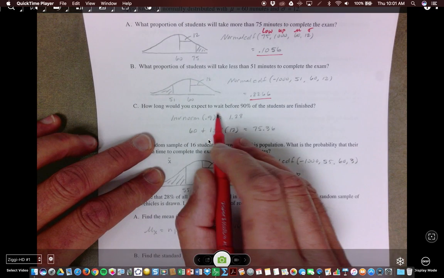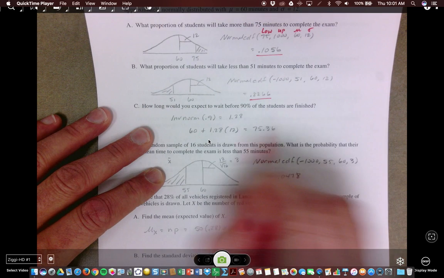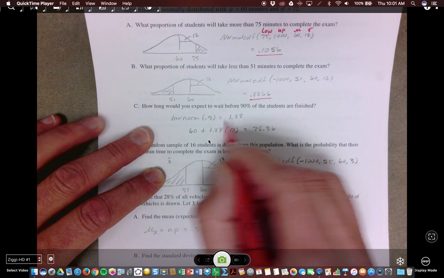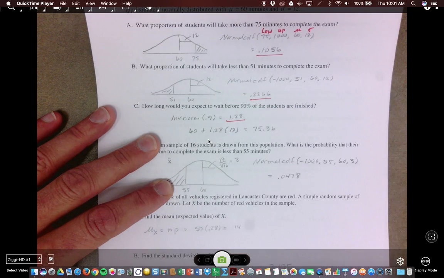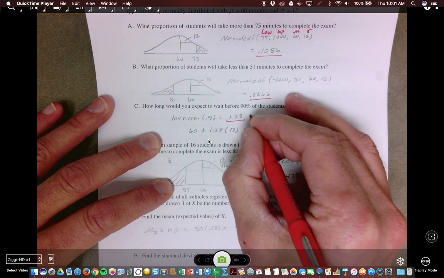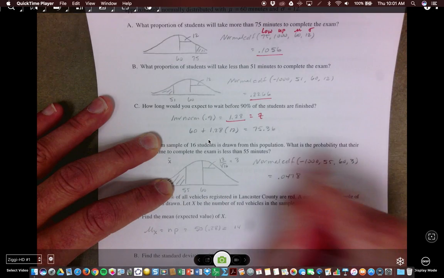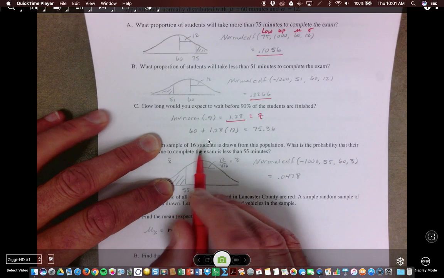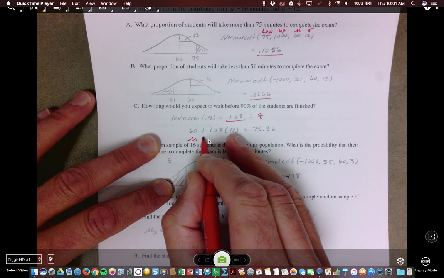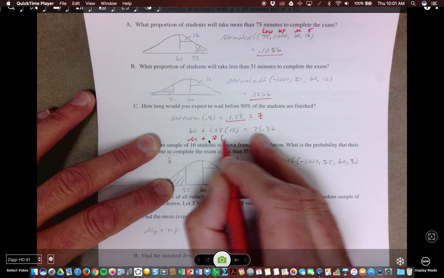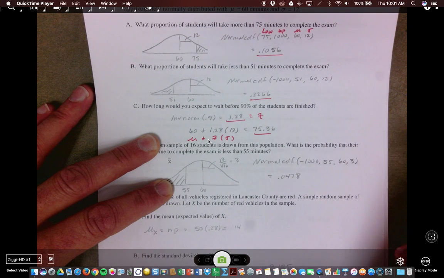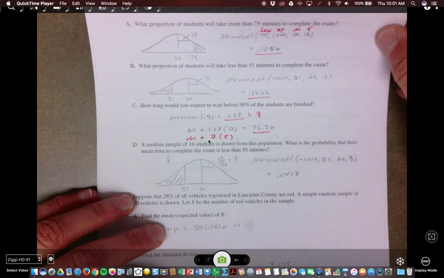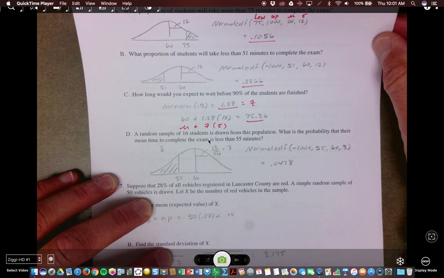All right, how long would you expect to wait for 90% of the students to get finished? We want to find out what's the 90th percentile for finishing times. We can find the 90th percentile, but remember that the number the calculator is going to give you is a z-score, a number of standard deviations above or below the mean. So this is the mean plus this z-score times the standard deviation, which puts us at about 75.36. So we'd expect to wait about 75 and a half minutes before 90% were finished.